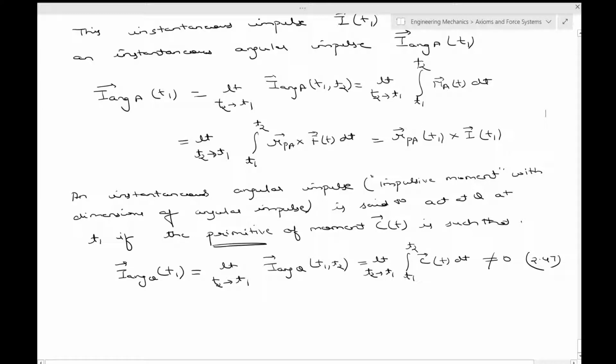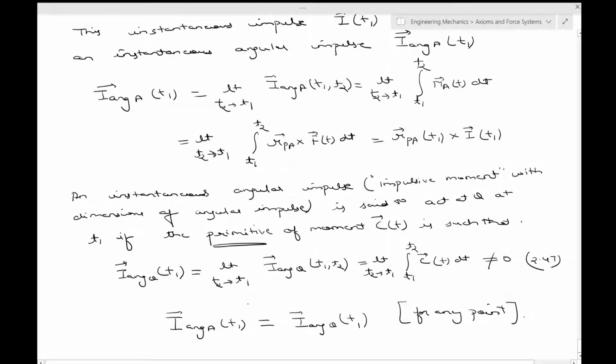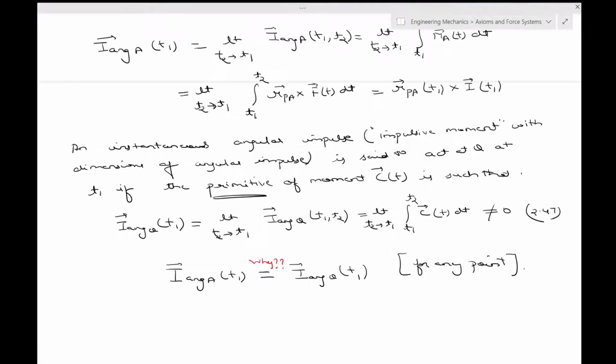So the instantaneous angular impulse about any point is the same. So I angular at T1 is the same, Q T1 for any point. Okay, so this is something which you should try to answer. Why? Just look at the definition, okay? The definition is a clear giveaway.